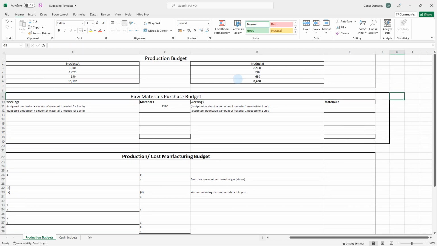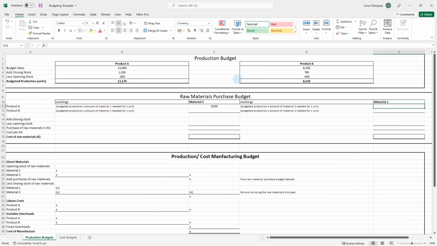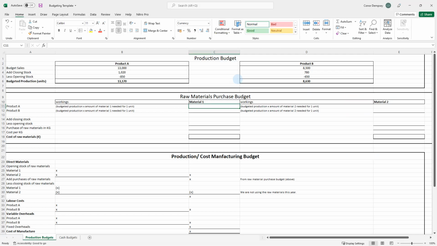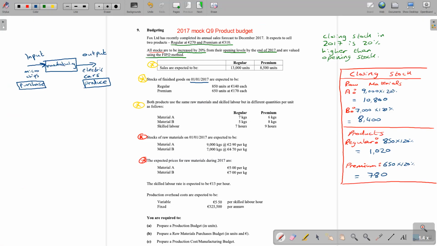Now, it seems like I have a number already in here. Raw materials purchase budget. I'll get rid of that. So next we need to prepare a raw materials purchase budget in units and euros. How much raw material must we purchase of material A and material B in units and euros? So now we are asked to prepare a raw materials purchase budget in units and in euros.